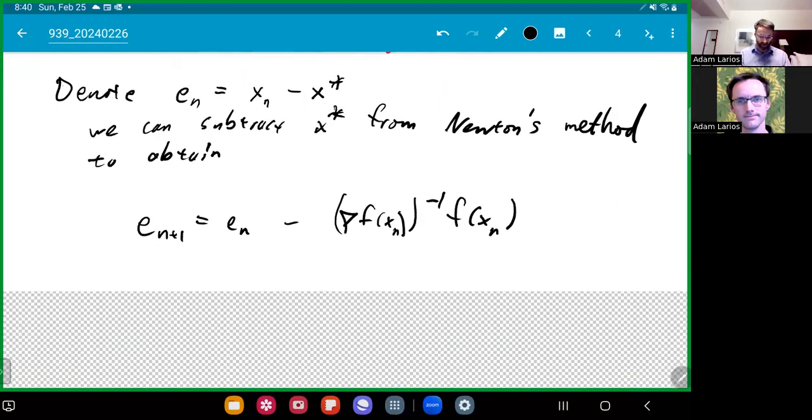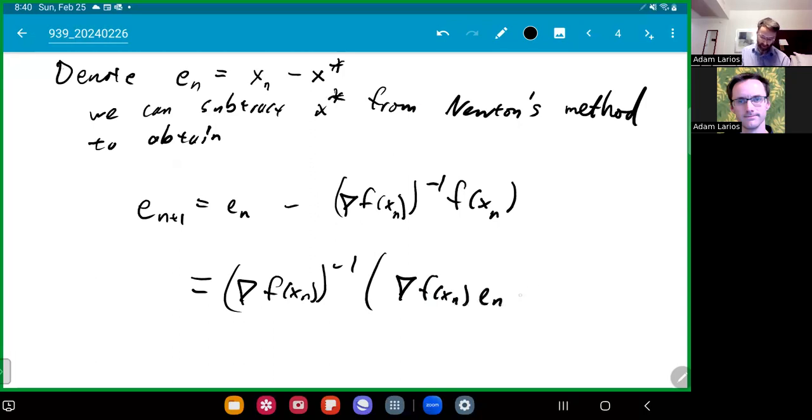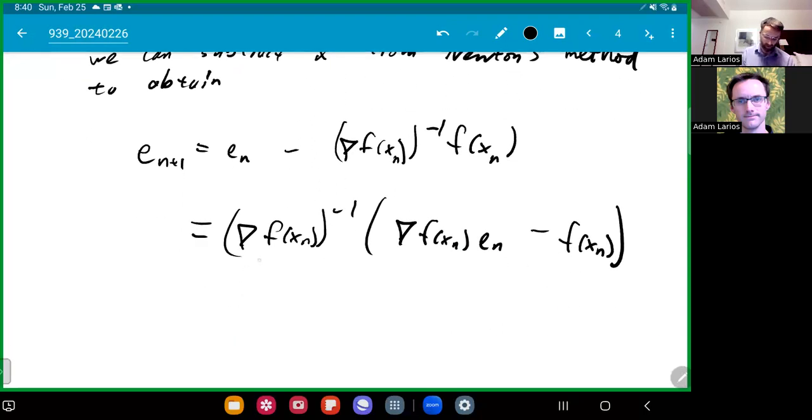So we can go a little bit further than this. From here, we can rewrite this En plus 1 as, I would like to factor out this matrix, but how can I factor out a matrix like that? Well, I'll need to multiply by the matrix. So I have an inverse here, gradient of f of xn times En, then minus f at xn, like that. So, right, if I multiply this back, then the inverse matrix times the matrix itself will just give me the identity, giving back this En. And then the rest has just been factored out.